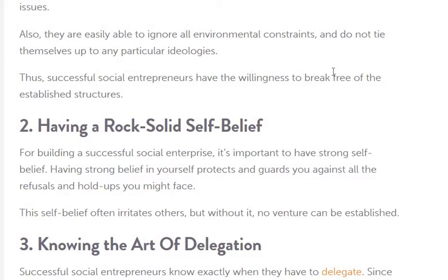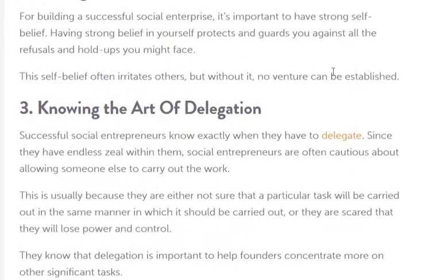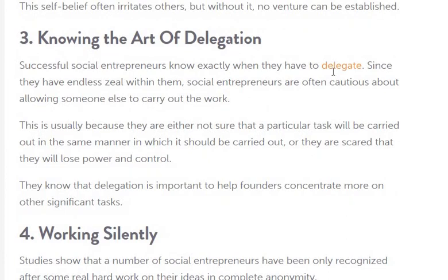After that, knowing the art of delegation. What is the meaning of knowing the art of delegation? It means successful social entrepreneurs know exactly when they have to delegate. If they do not have the art of delegation, it means he is not a good social entrepreneur.